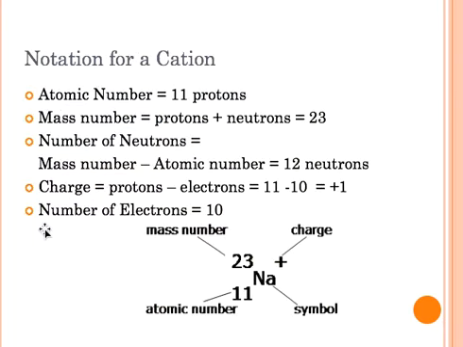Now, what if you have an ion, though? How does this notation change? Well, here's a notation for a sodium ion. You can see that its atomic number is 11. It has 11 protons. Its mass number up here, protons and neutrons, is 23. Now, how do you figure out the number of neutrons? You just have to subtract these two numbers. 23 minus 11 gives you 12. The charge is a positive 1. So if we have 11 protons and we want a positive 1 charge, we must have 10 electrons. So that would be 10 electrons.